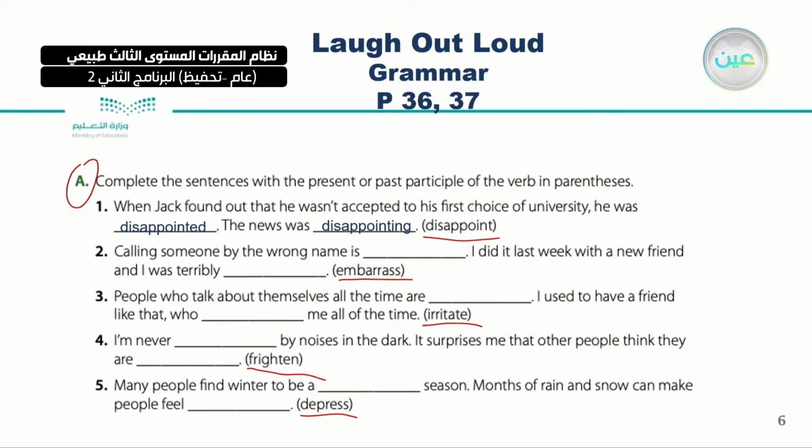Number 3: People who talk about themselves all the time are... I used to have a friend like that who, me all of the time, irritate. This is the verb. Number 4: I am never... by noises in the dark. It surprises me that other people think they are... and what is the verb here? Frightened. Number 5: Many people find winter to be a... season. Months of rain and snow can make people feel... here we have the verb depress.